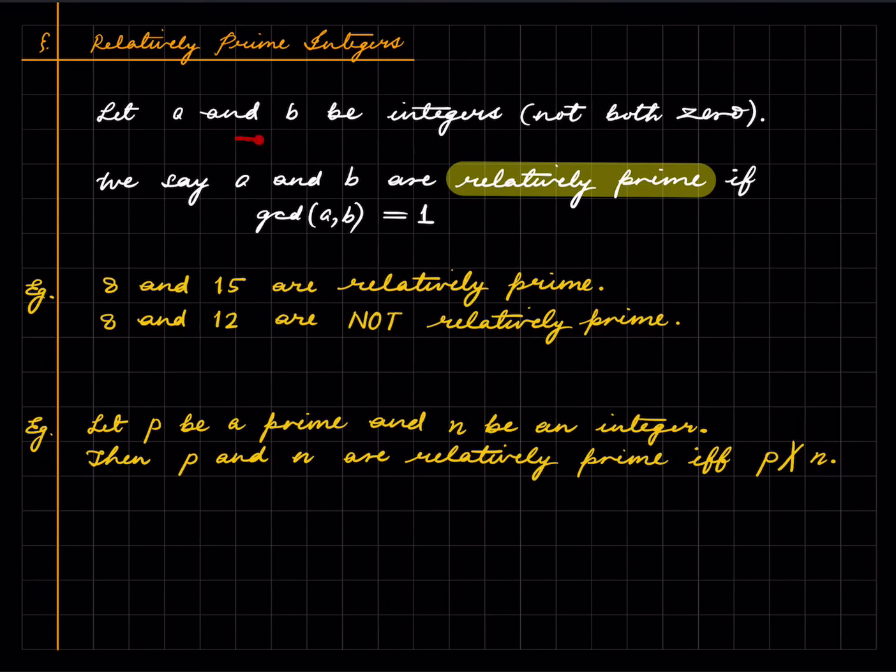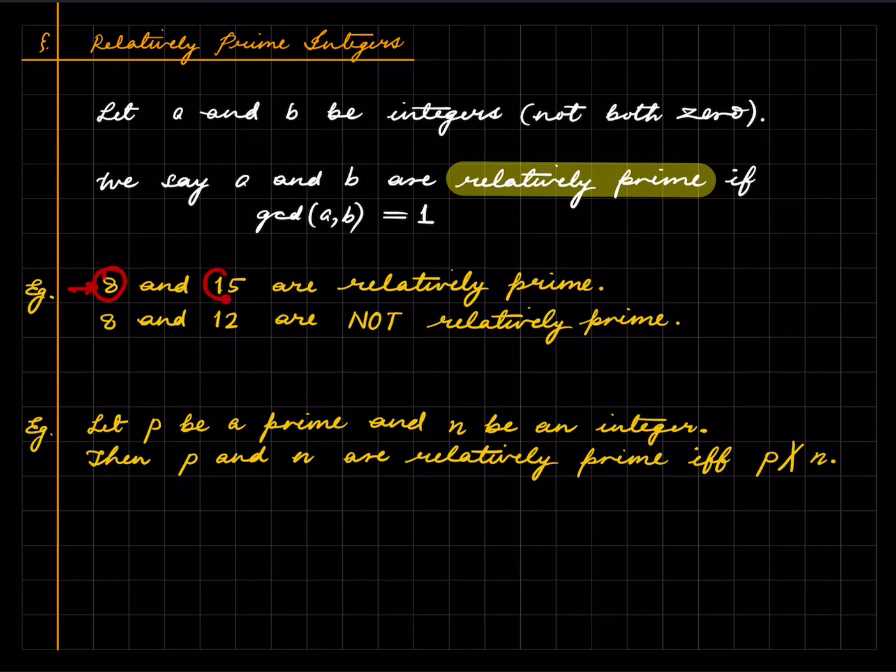So suppose we have two integers a and b, not both of them 0. Then we say that the two integers are relatively prime if their GCD is 1. So as simple as that. Basically it's saying that there are no common divisors between a and b except for the trivial common divisors, which are 1 and -1. It's a very pertinent terminology.